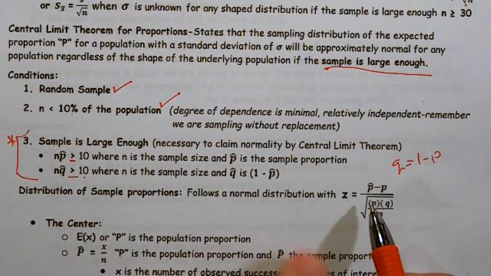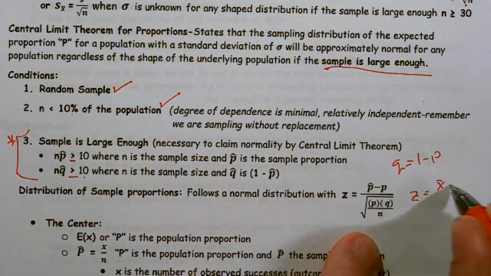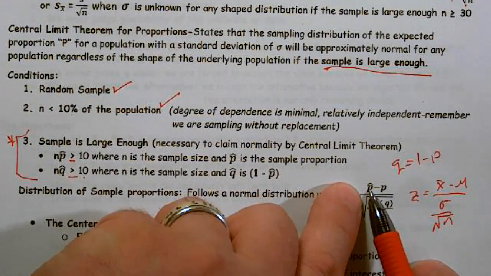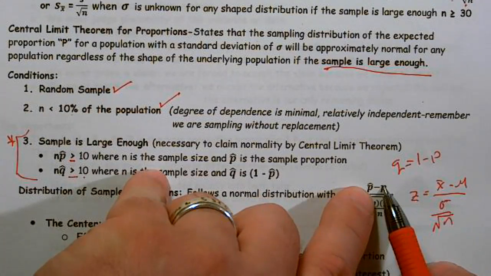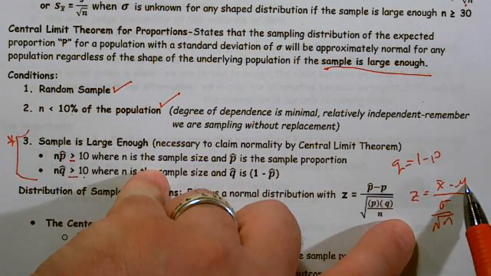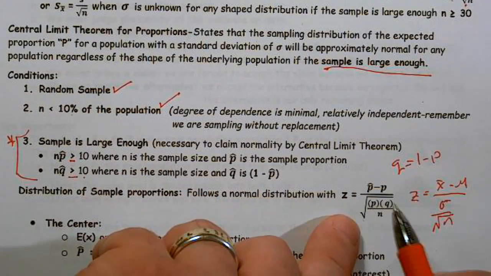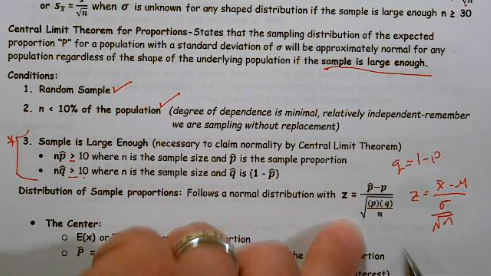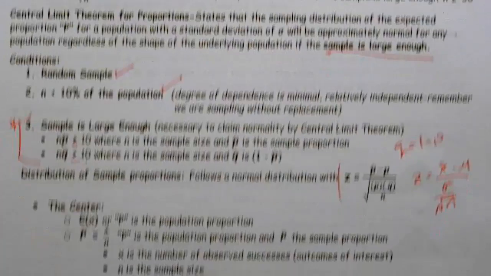Now, we have a different formula. In the past, we were working with z equals x bar minus mu over sigma divided by the square root of n. That's what we had. Well, we're going to change that up, and p hat is going to be our sample proportion, whereas x bar was our sample mean. P is our population proportion, whereas mu is our population mean. So that's how they're related. And then underneath the radical is just completely different. This is the proportion, times 1 minus the proportion, divided by n. Now, you'll need to write this formula down. You'll need to plug the numbers in, but the calculator does the actual work.